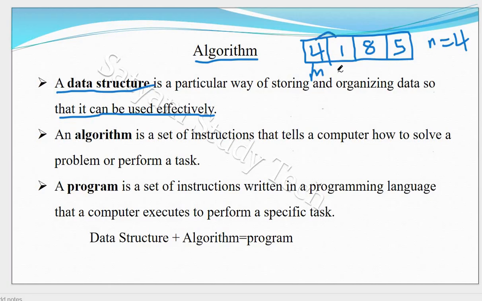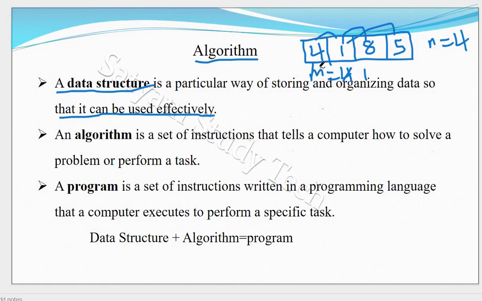Okay, 4 with 1. Initially the minimum value is 4, so you can update the minimum value to 1, and then compare 1 with the next number, which is 8. The minimum value is still 1. Then you compare 1 with 5. So 1 is the minimum value. You compare with all other n minus 1 elements, so the time complexity is n.